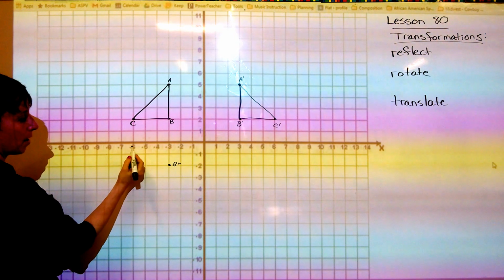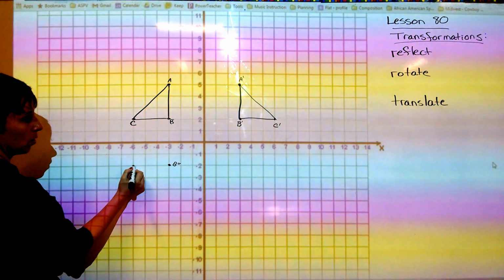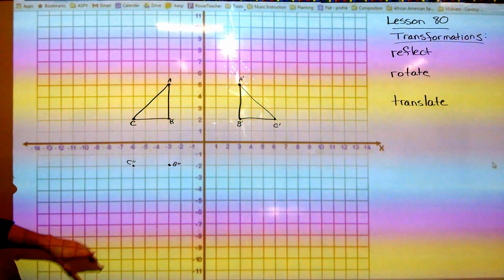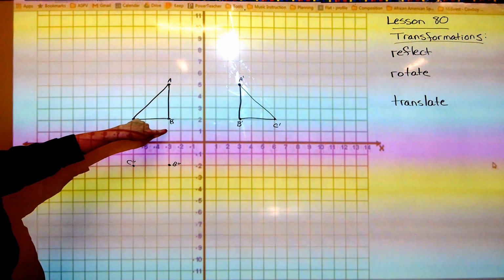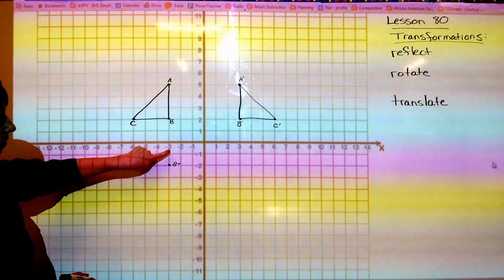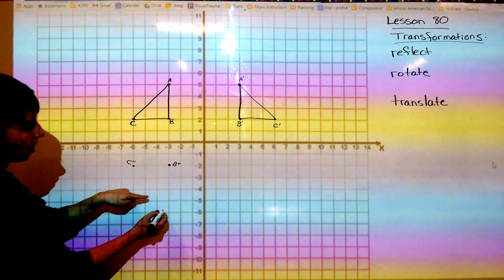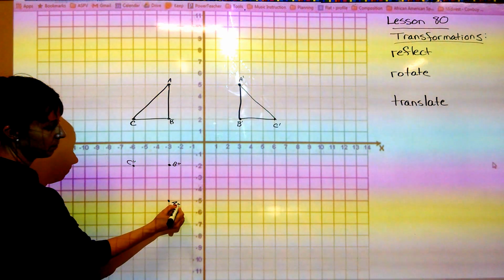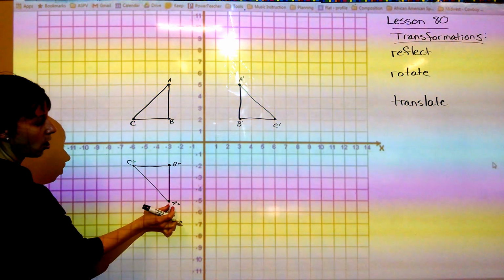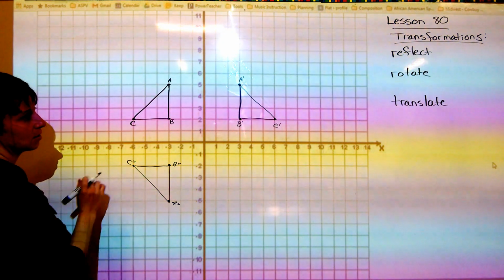C is 2 above, so it becomes 2 below. C, 2. And A, let's see. A is 1, 2, 3, 4, 5 above. So A would be 1, 2, 3, 4, 5 below. And we could just as easily record our new coordinates for our new shape.